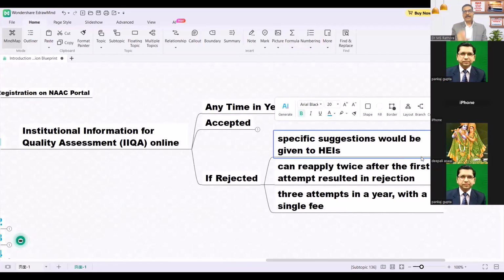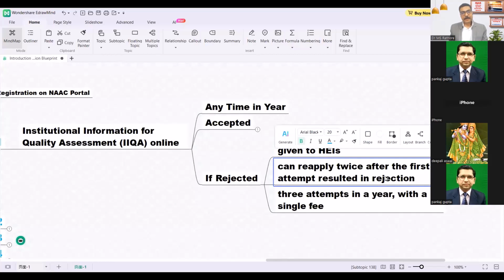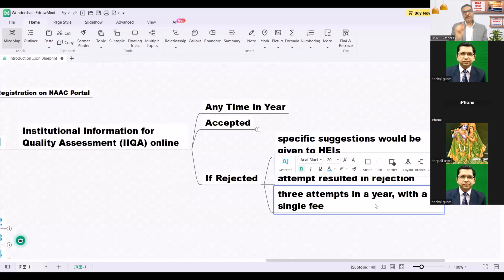If there are a few problems, then specific suggestions are given to the higher education institution, and then they can be rectified, and the institution can reapply or make some corrections. The institution can reapply twice after the first attempt resulting in rejection. That means in total, with a single fee of 25,000 rupees plus GST, the institution can make 3 attempts in a year with the single filing of IIQA.